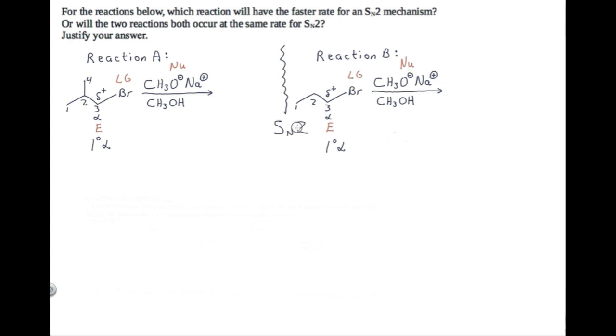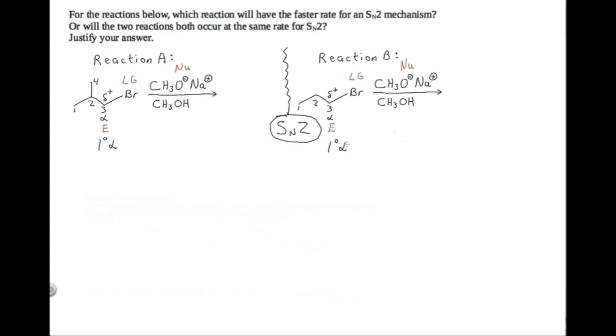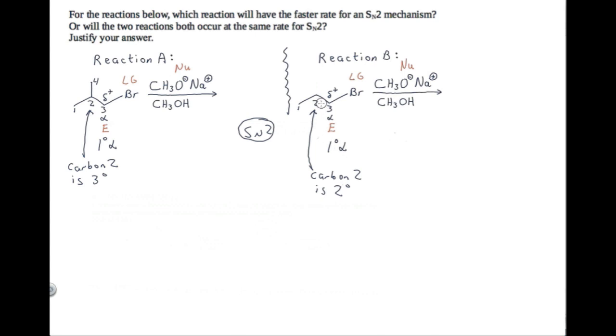Well, what is the big obstacle for an SN2 reaction? You should have memorized that the big obstacle for SN2 is steric hindrance. So we should be asking whether we can use steric hindrance to explain why one of these reactions might be faster than the other. Well, isn't it clear that this carbon-2 is going to provide more steric hindrance than this one? Carbon-2 in this picture is a tertiary carbon. But in this picture, carbon-2 is secondary.